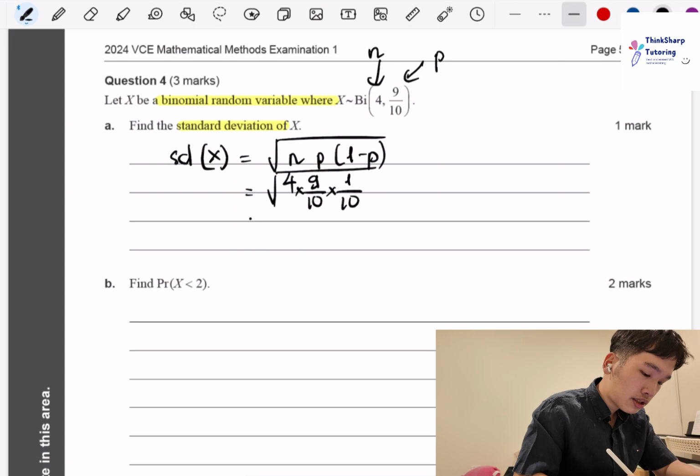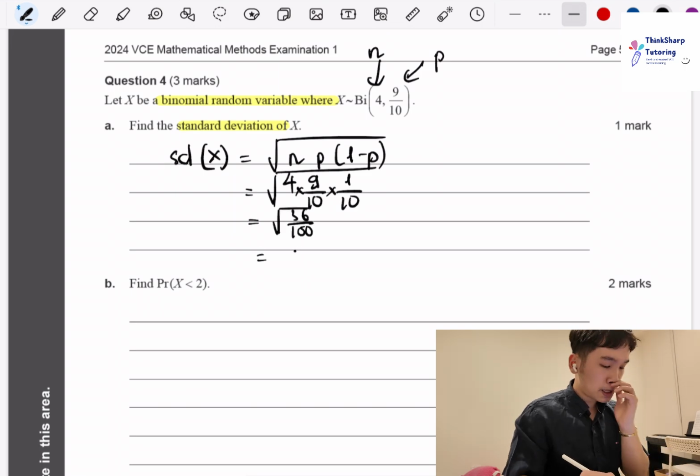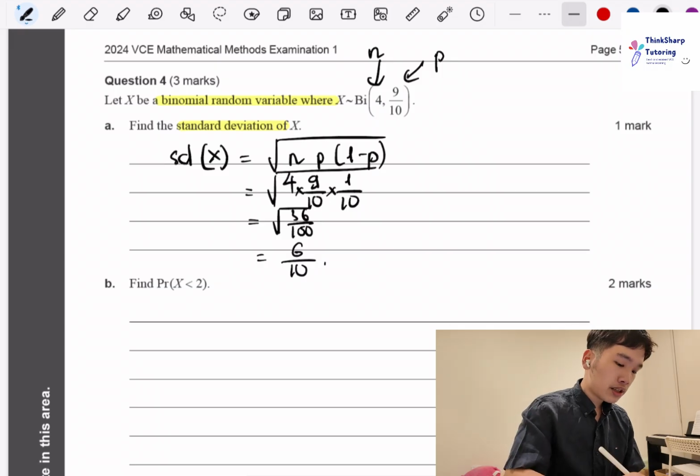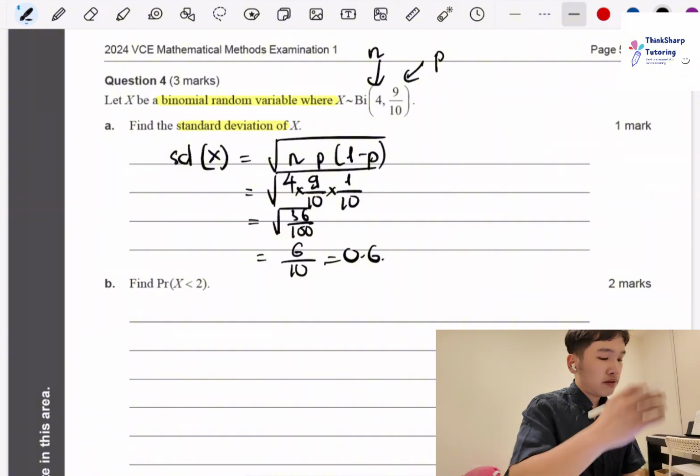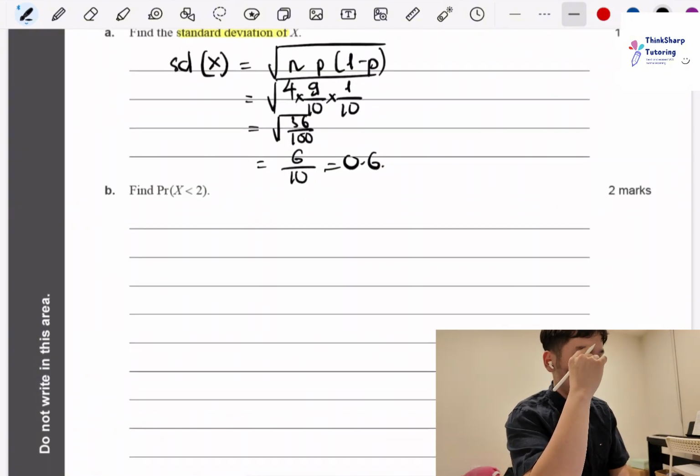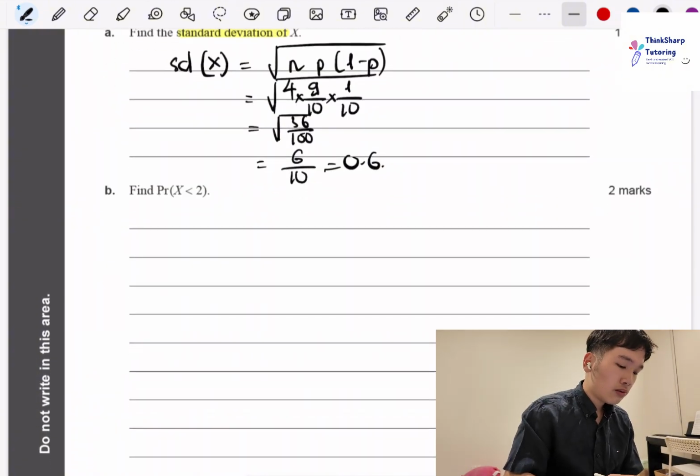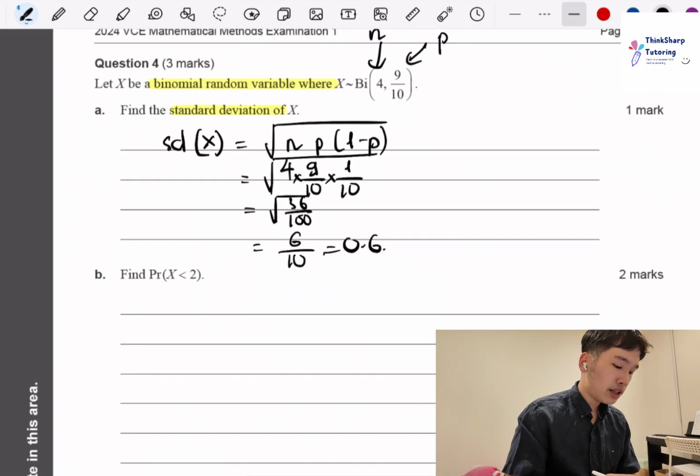And that is square root of 36 over 100. And square root of that will be 6 over 10. Right? So standard deviation is 0.6. Maybe decimal or fraction, I think fraction should be okay. All right. So we have to find the Pr of x smaller than 2.